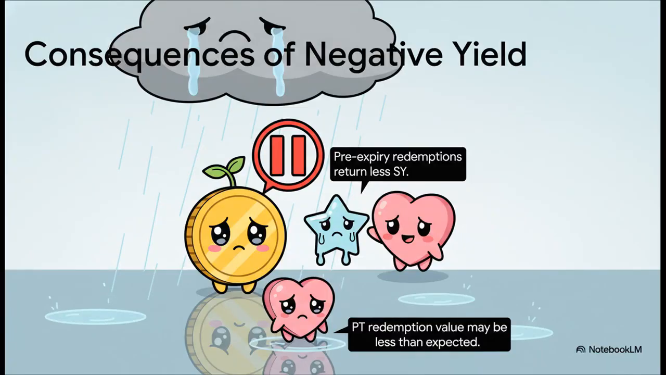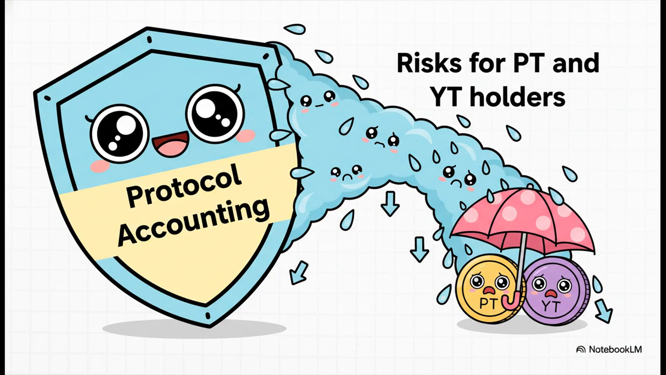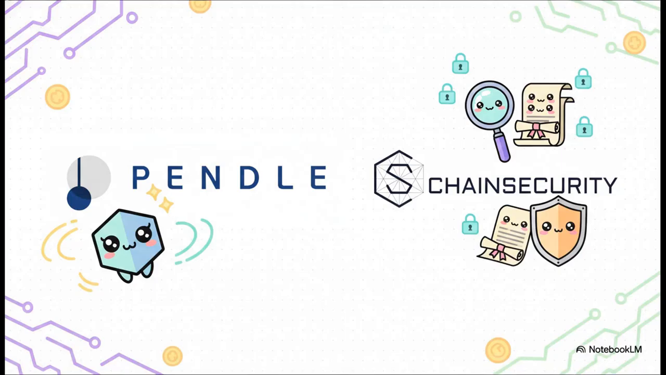Okay, so if the underlying rate drops, the index doesn't move. YT accrual just stops. So the protocol itself is protected, but that downside risk, it gets passed to the token holders. With risks like that, smart contract security is everything. So let's check out the ChainSecurity audit.